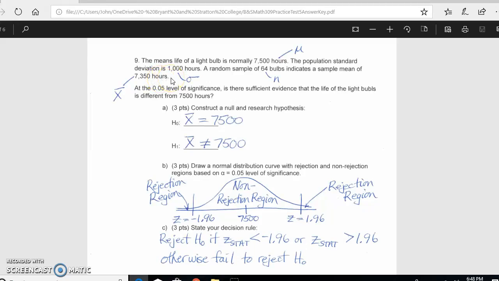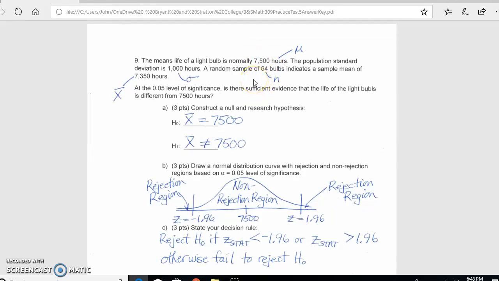So what we want to determine is, does this sample mean of 7,350 hours indicate that the mean life of the bulb is no longer 7,500 hours for the entire population? Has it changed? And so the question is, at the 0.05 level of significance, is there sufficient evidence that the life of the light bulbs is different than 7,500 hours?